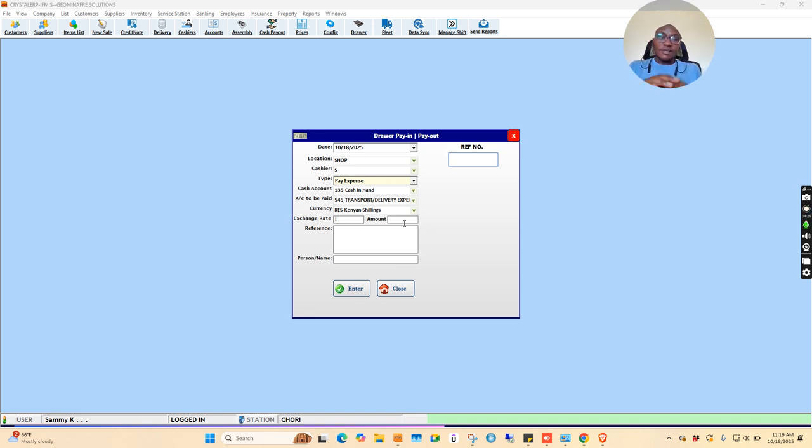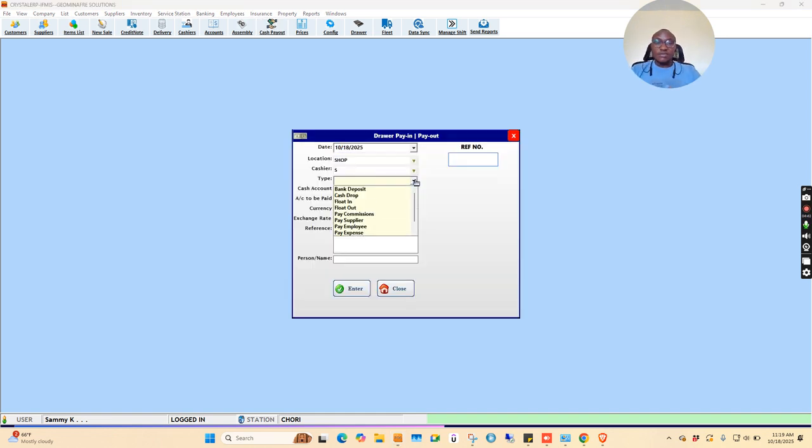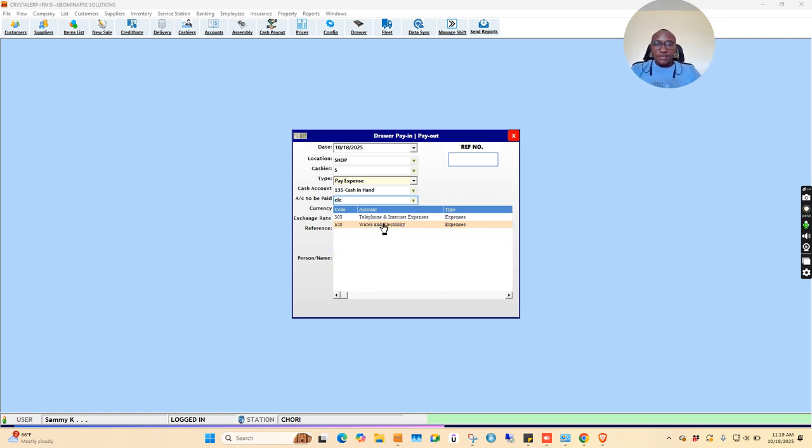If you click on enter, the payout is posted, the money is deducted from the accounts, and you're good to go. Let's do another one, just to make sure that we are okay. You click on cash payout. In this case, I want us to do an expense on electricity. I'll leave the cash account as is. Then I'll say this is water and electricity.